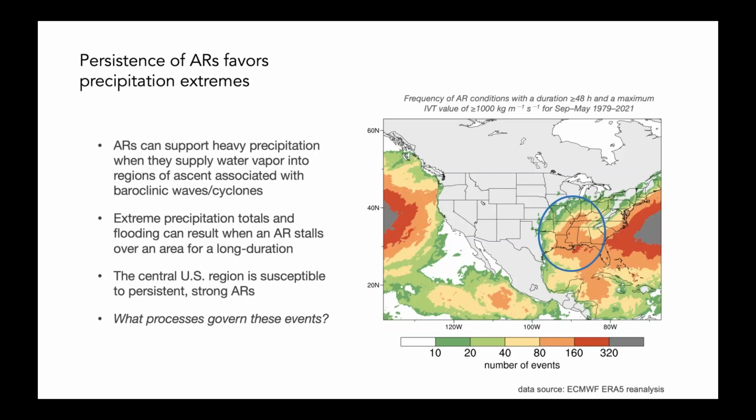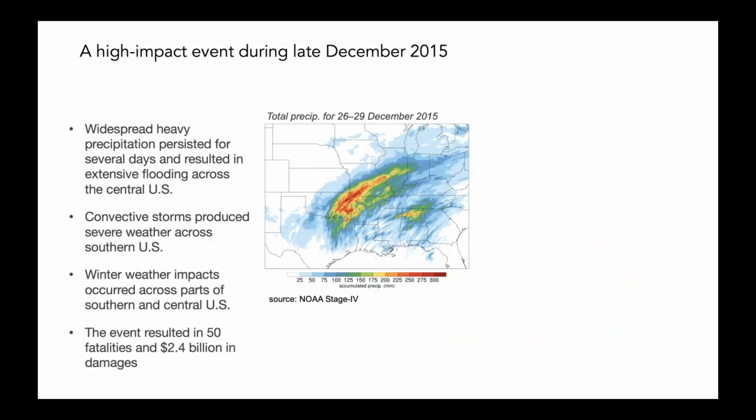And a critical question that comes to mind, both from a research perspective and an operational forecasting perspective, is what processes govern these events. To get at some of these processes, I'm going to be looking in detail at a high impact event that occurred during late December 2015. Some of you may remember this event. It was pretty big.